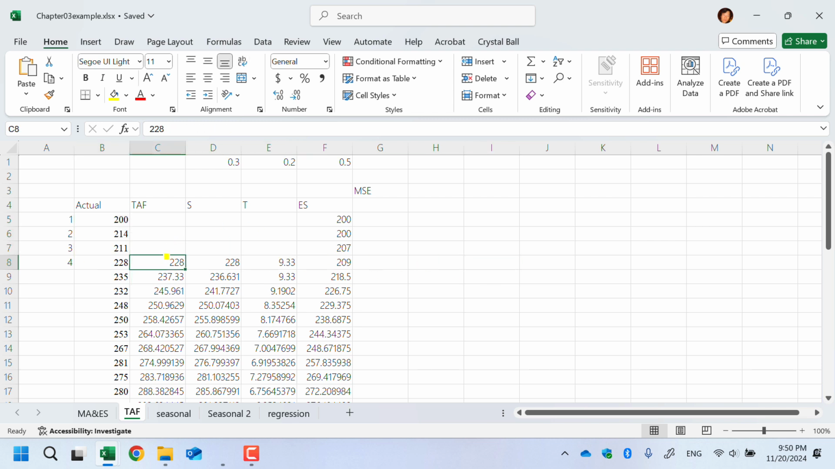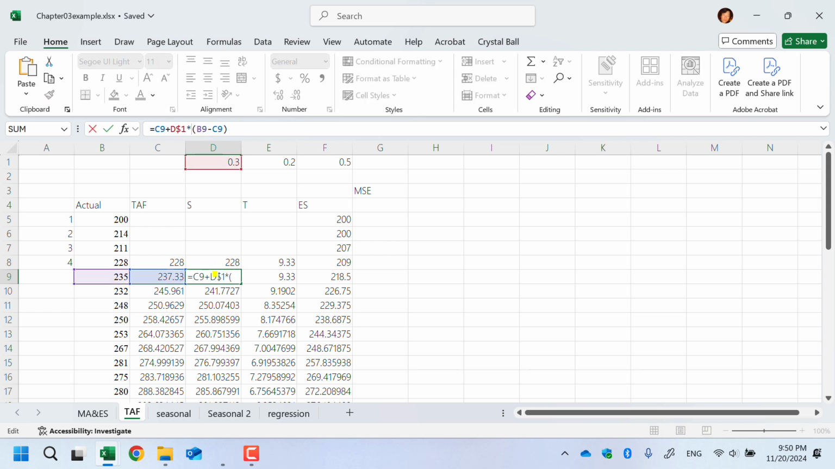So once you got this one, your next TAF is S plus T. So how can I get S? It's using exponential smoothing. So exponential smoothing, you have to use the previous one, right? You cannot use this one because you don't know what the actual is here. So you cannot calculate this number. This number requires the actual. So this one is adding the previous two numbers.